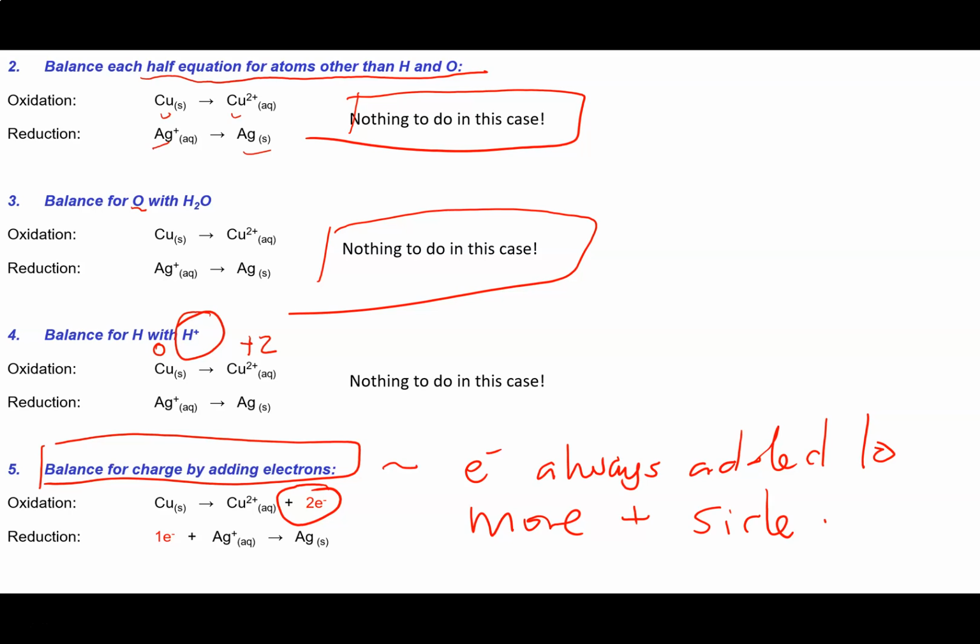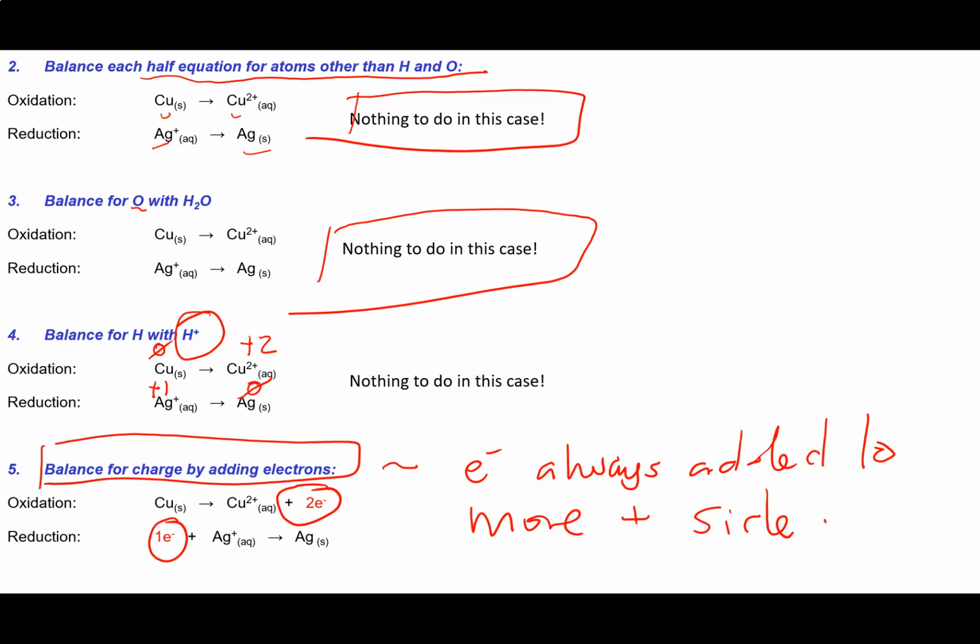If I look at my reduction half equation, I can see that the total charge on the left is +1 and the total charge on the right is 0. So always add electrons to the more positive side, so I have to add 1 electron to the reactant side of the reduction half equation. All right, so what you can see now is that we have electrons on opposite sides of the arrow in each of our 2 half reactions, and that's what we want. We want our reduction half reaction to have electrons on the left, and we want our oxidation half reaction to have electrons on the right. And as long as we've got that, we're okay.